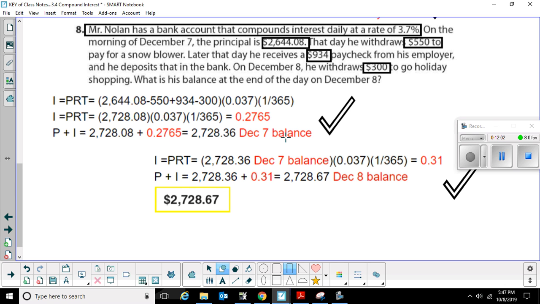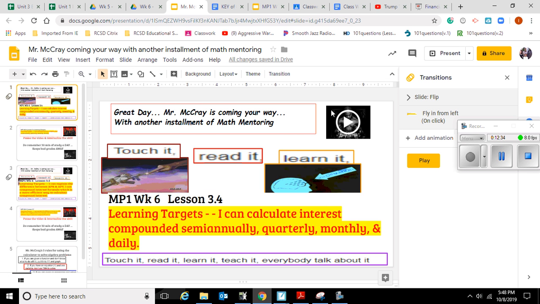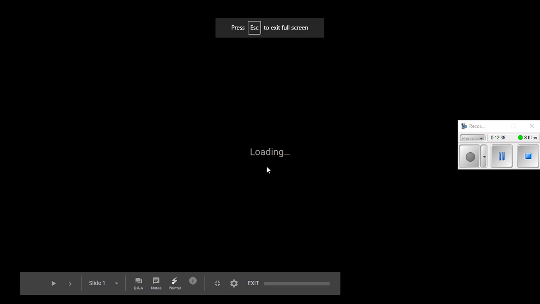I'm now going to pay attention to what happens on December 8th. On December 8th, I take my starting balance, multiply by my rate, by my time. I learn I have 31 cents in interest. Take that 31 cents, add it back to my principal. So my final balance the second day is $2,728.67.